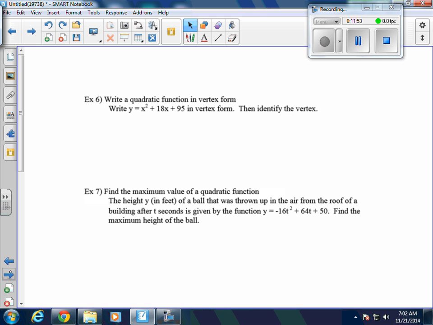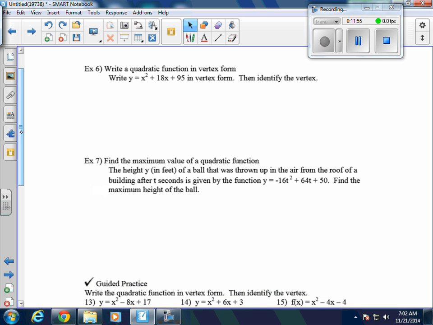The next thing we're going to do, we're going to write a quadratic function in vertex form. So now we have an equation in standard form. We've taken equations from standard form or from vertex form and written them in standard form. Now we're going to go the other way, and we're going to do the exact same thing. We're going to complete the square. So we have y equals, and then we're going to have x squared plus 18x plus some number.